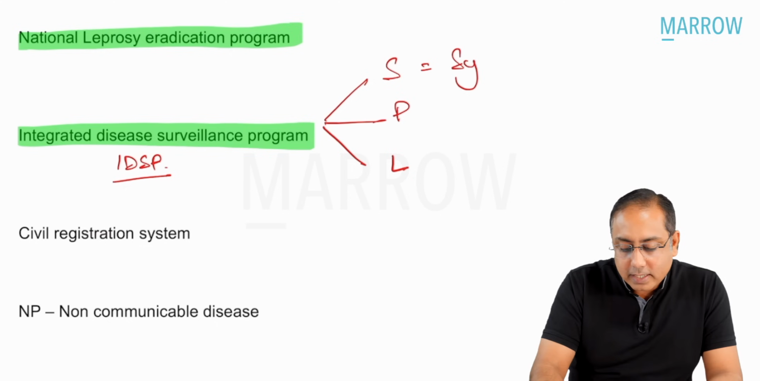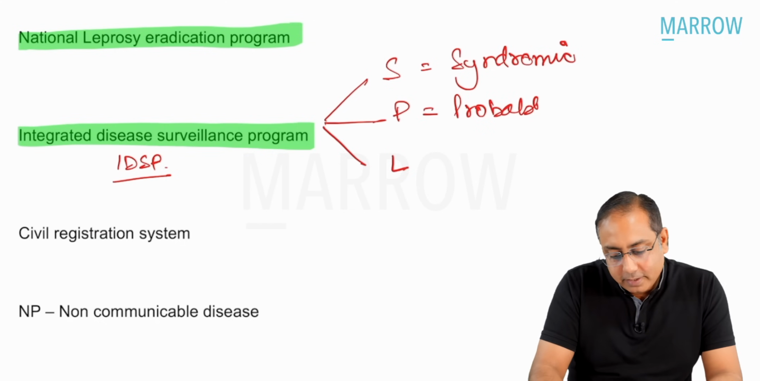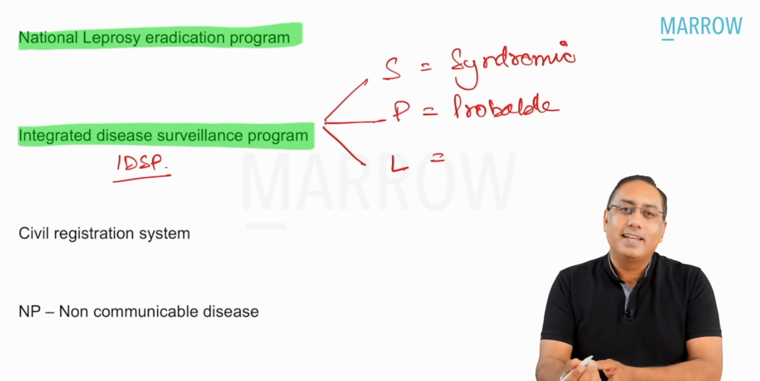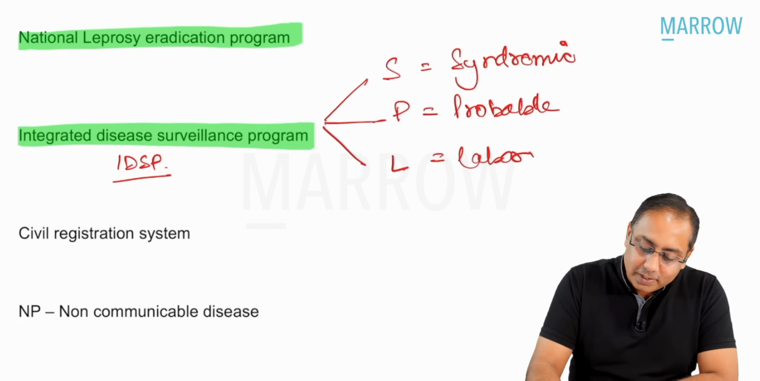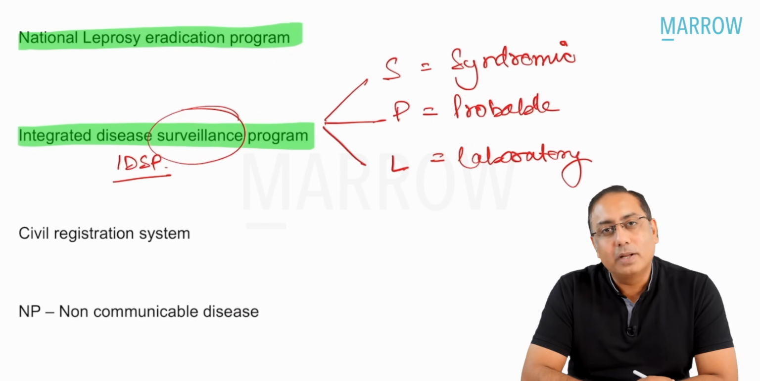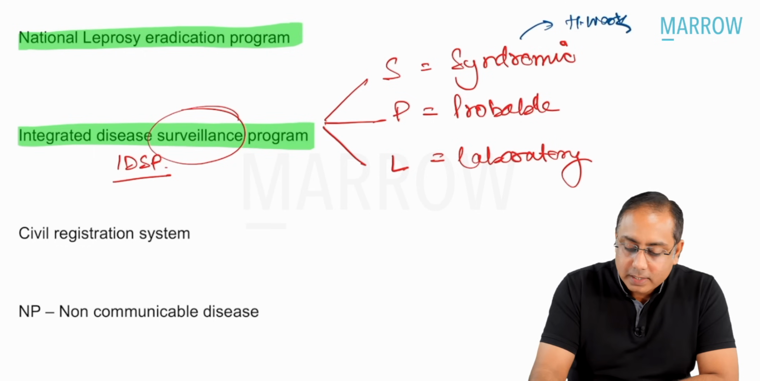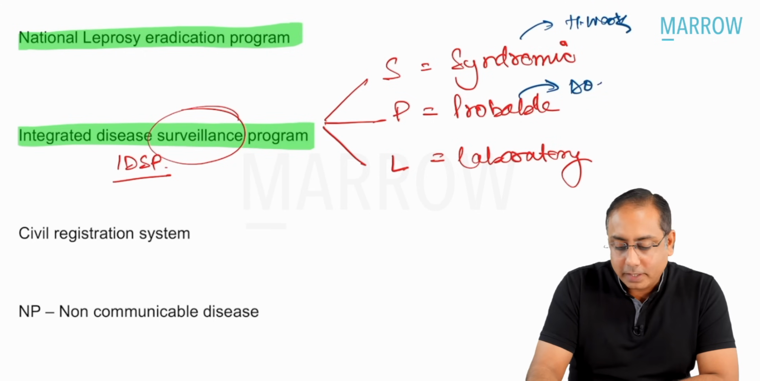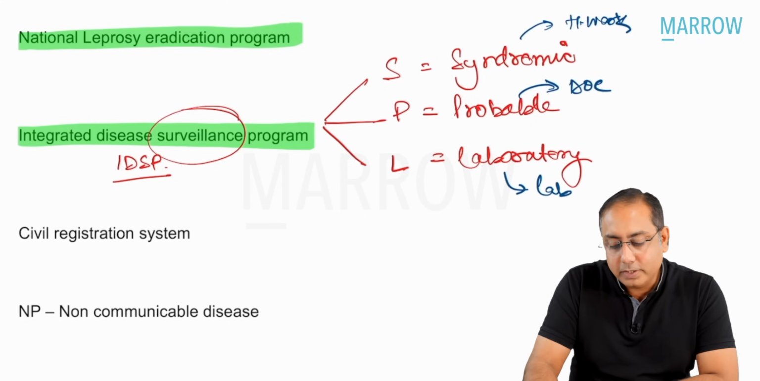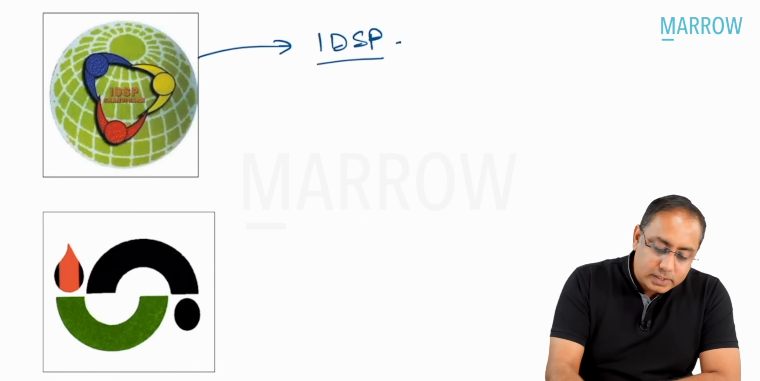What is S? S stands for syndromic surveillance. P is for probable surveillance, and last, L stands for laboratory surveillance. So it's an integrated disease surveillance program. Syndromic surveillance is done by the health workers, the probable surveillance is done by the doctors and medical officers, and laboratory surveillance is of course done by the laboratory. This is IDSP.